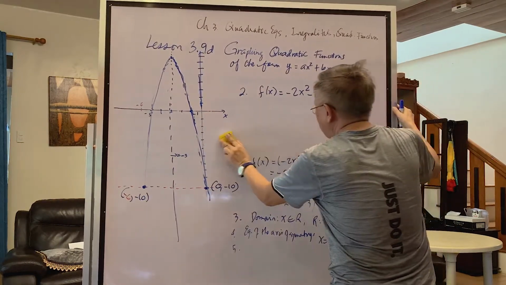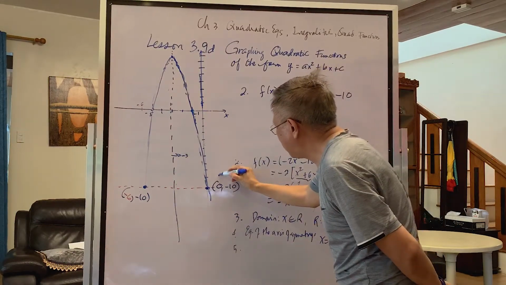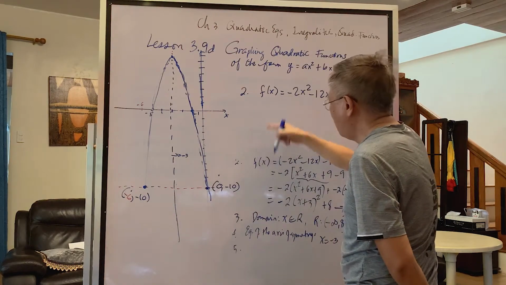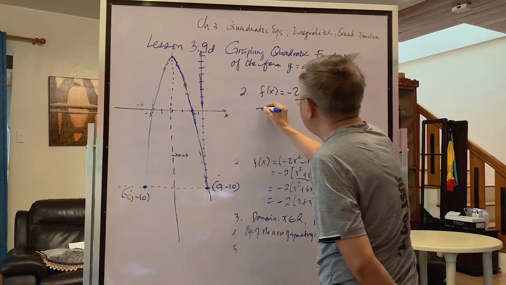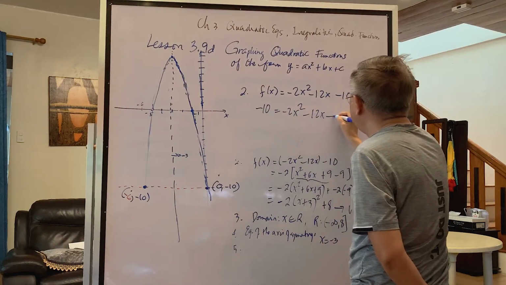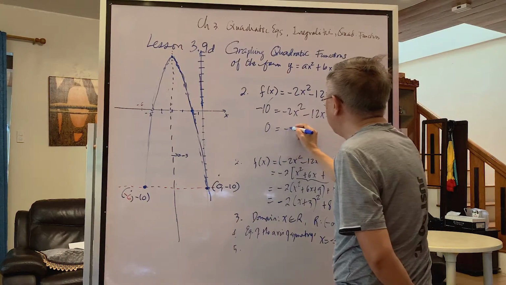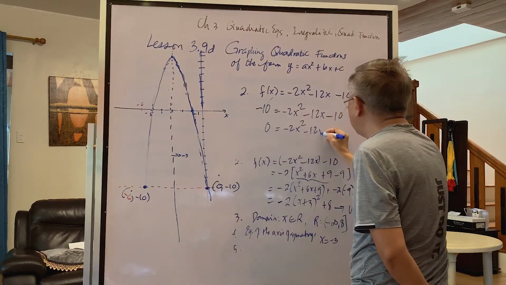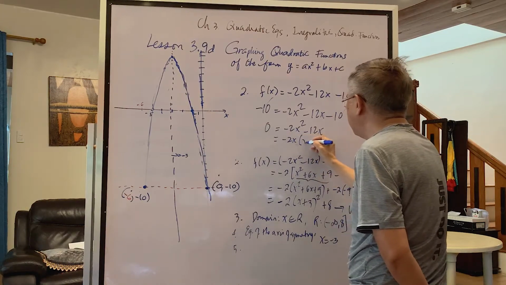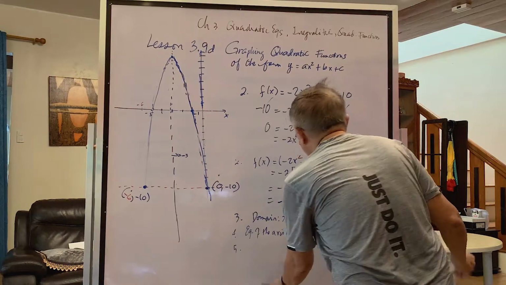Using the given equation. Okay? We want to get the value of this one and that one using this equation. So when y equals negative 10, so this is negative 10 equals negative 2x squared minus 12x minus 10. This one cancels off, and I get here minus 2x squared minus 12x. And I can factor out negative 2x. This will give me x and plus 6.